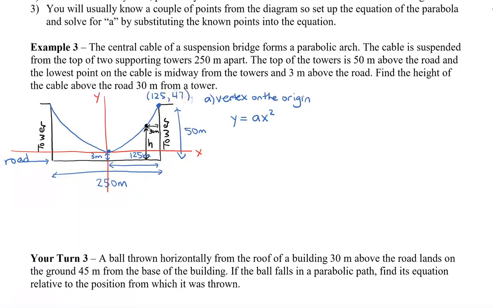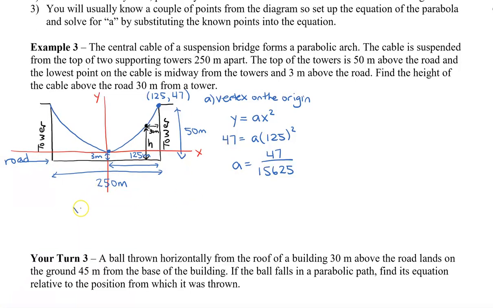So we're going to plug a point into x and y. So we have y is 47 equals a times 125 squared. And then we're going to use our calculator to calculate this. And a will equal 47 divided by 125 squared, which is 15,625.